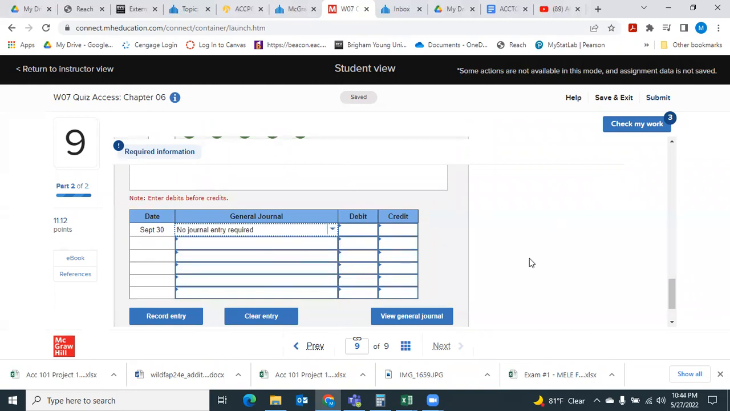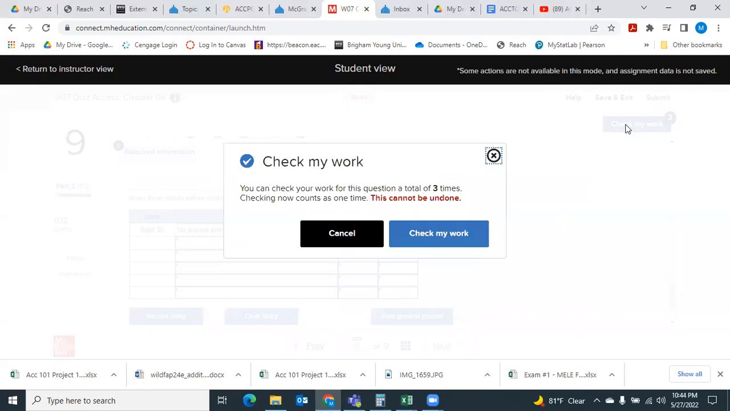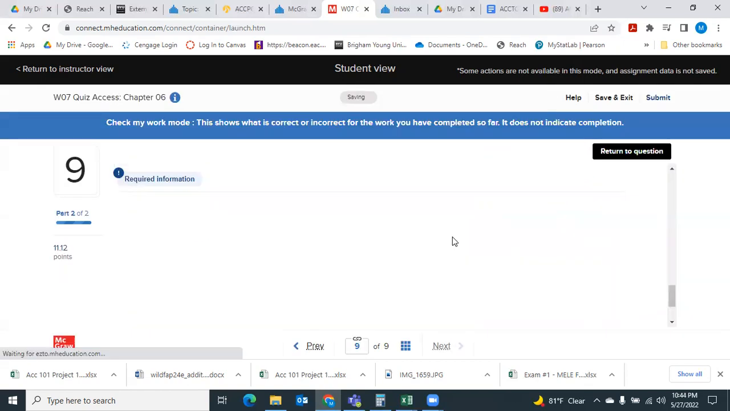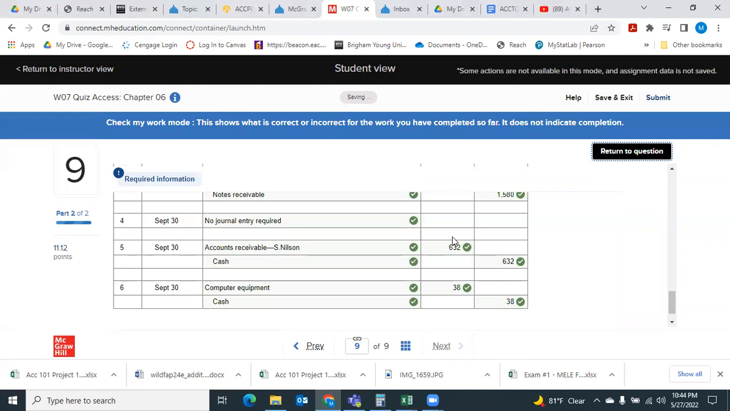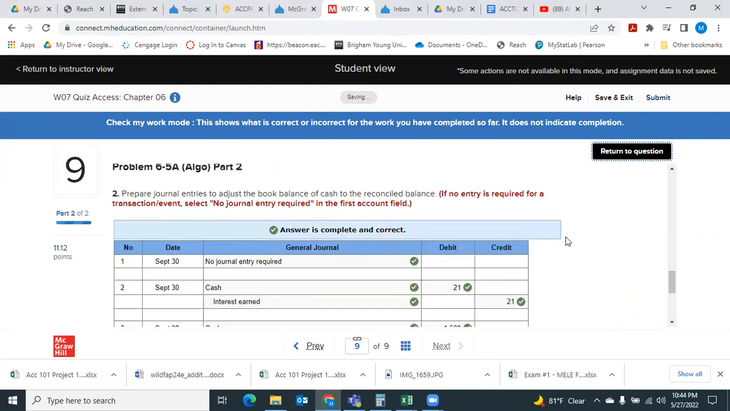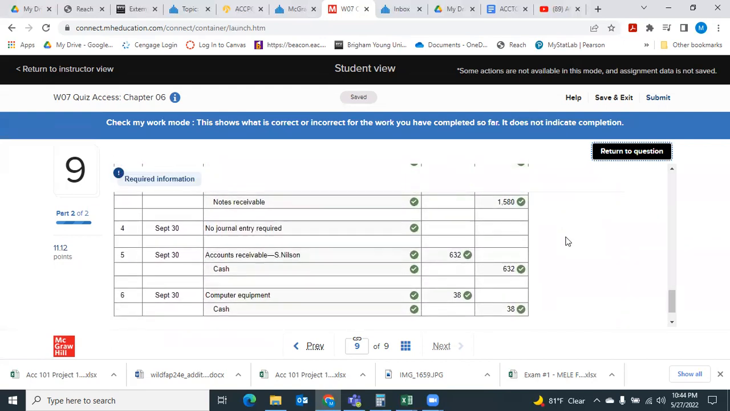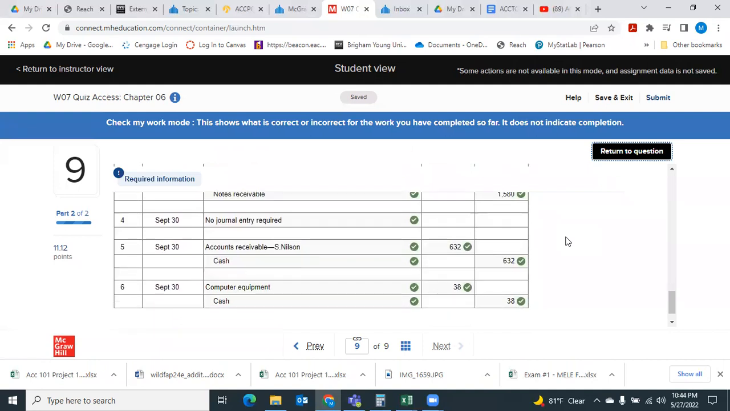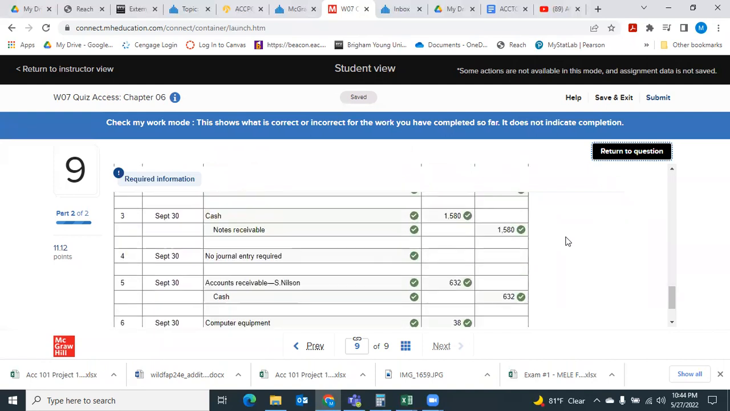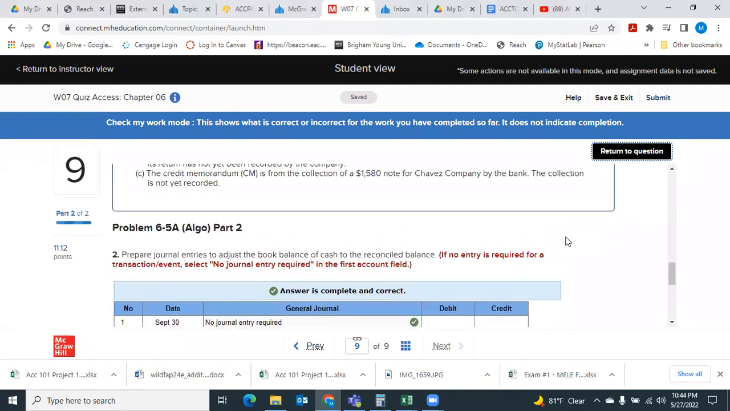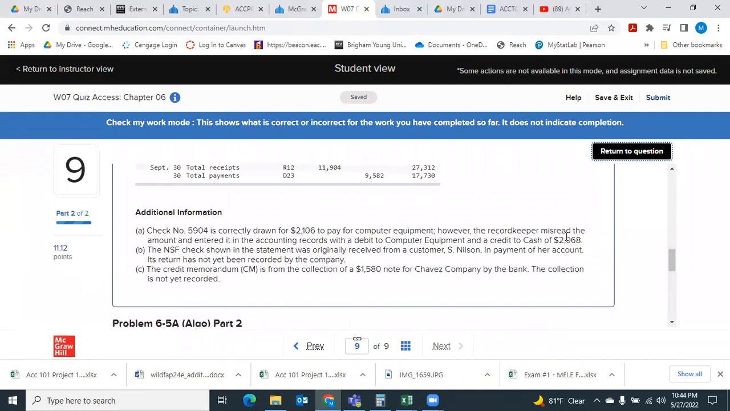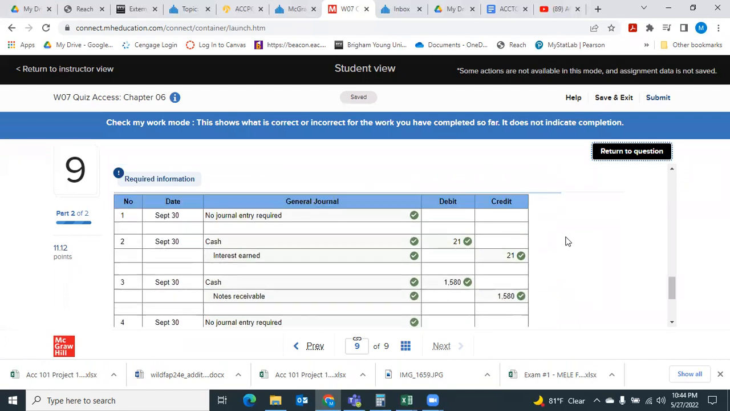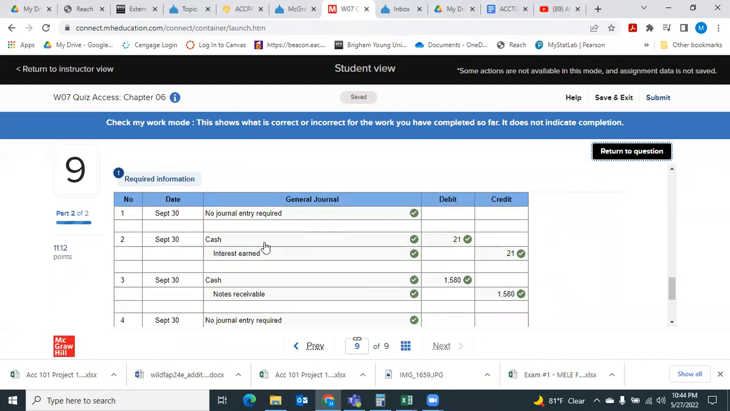All right, now's the moment of truth. We're going to check our work and see how we did. So it looks like we got them all right, which is good news. Again, when you do it, you'll have just done problem 8. And so it'll be even fresher in your mind what these 4 things are, but it will definitely be the interest, where your cash is going to go up and your interest earned is going to go up. The credit memorandum on the note received, so where our cash is going to go up and the note receivable will go down.